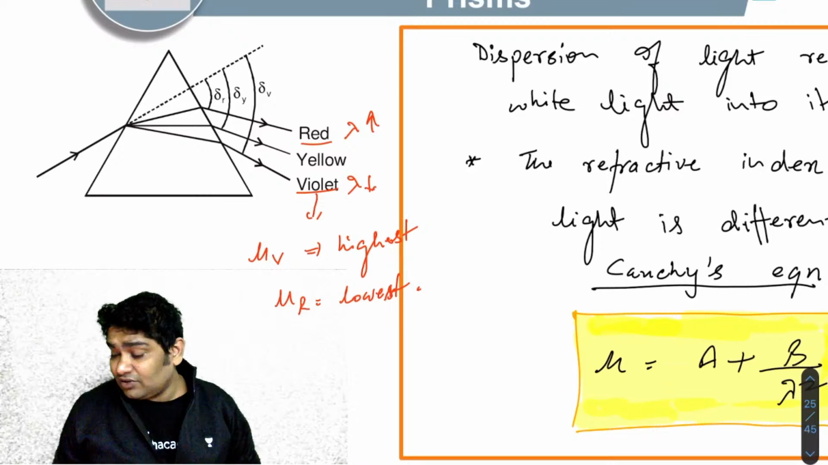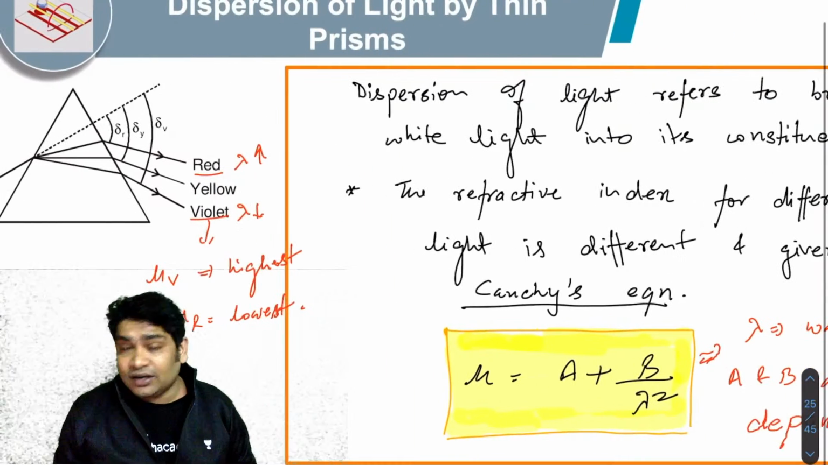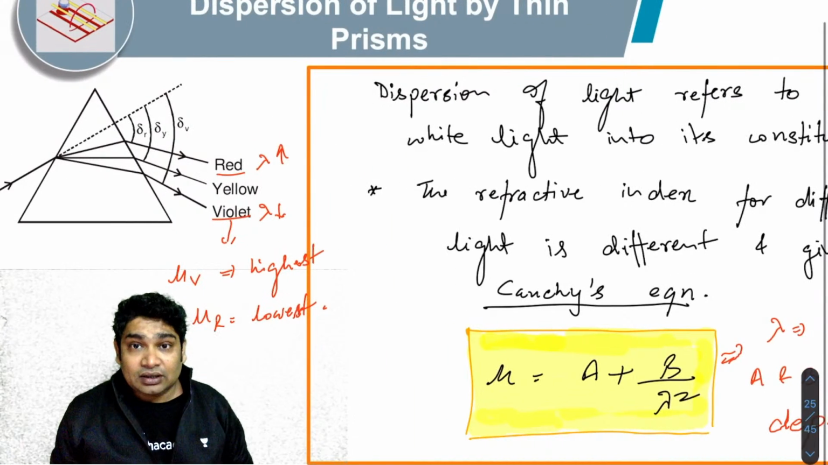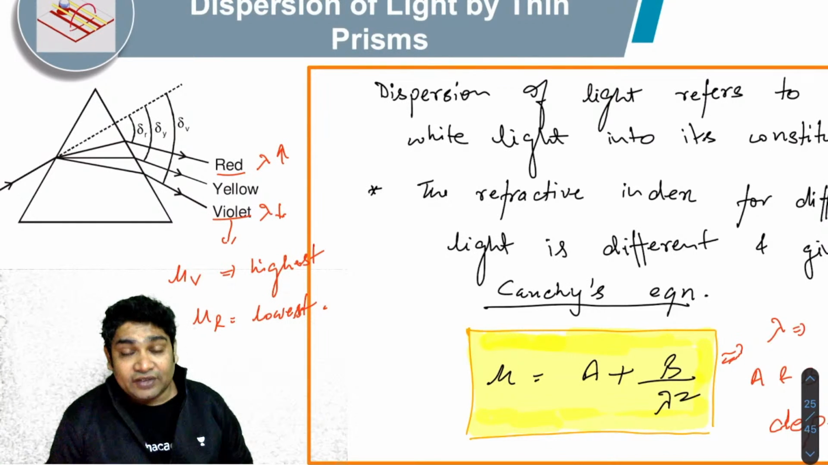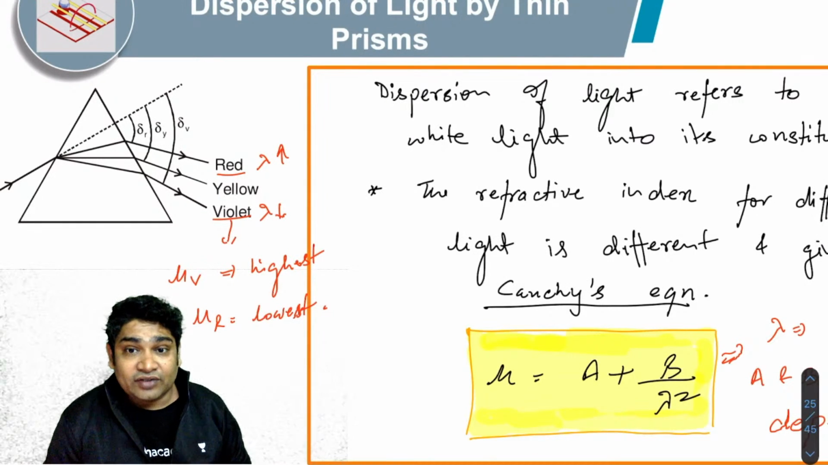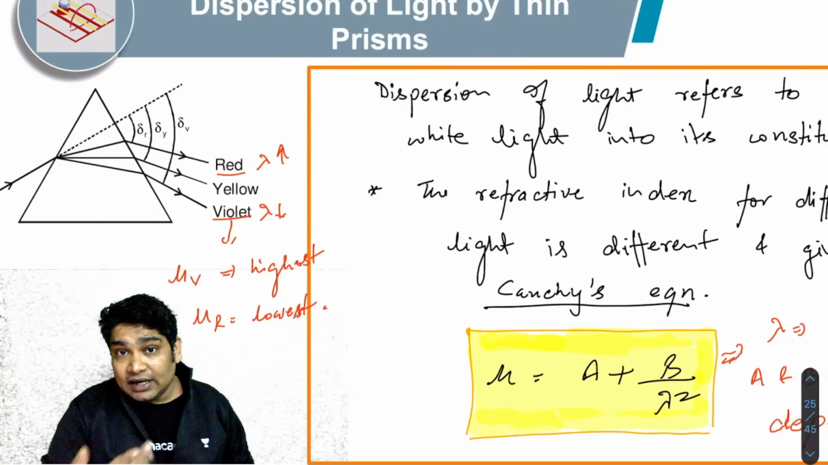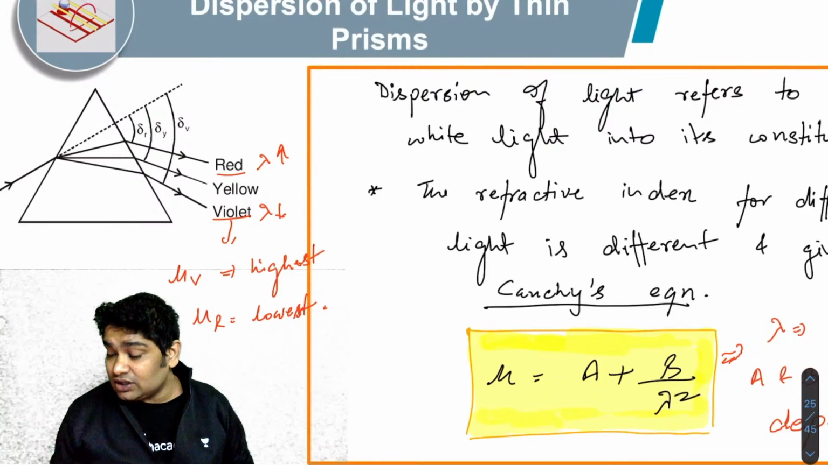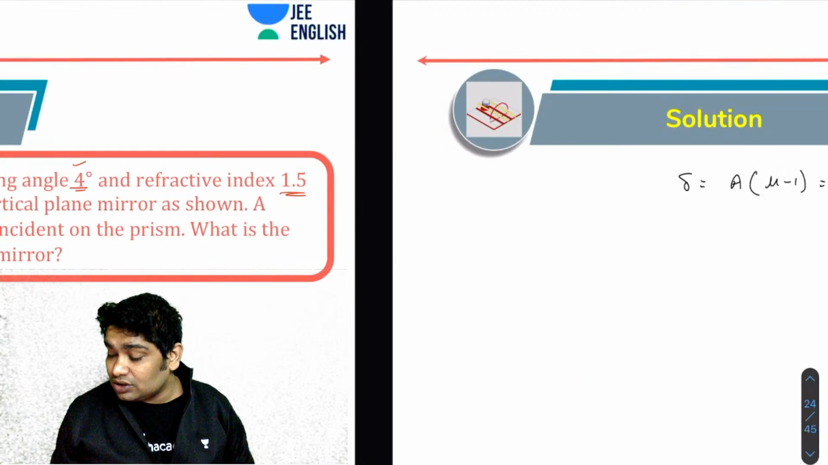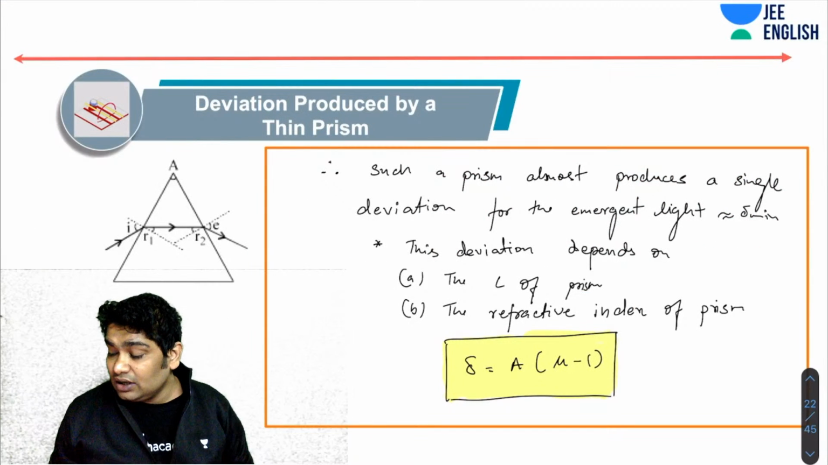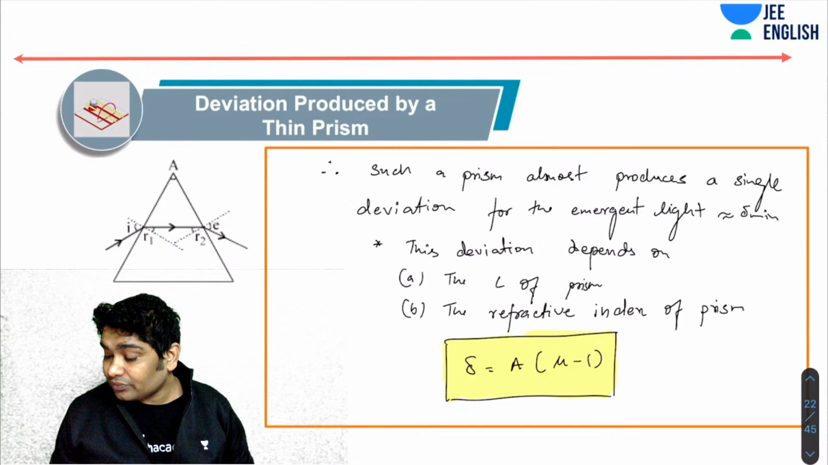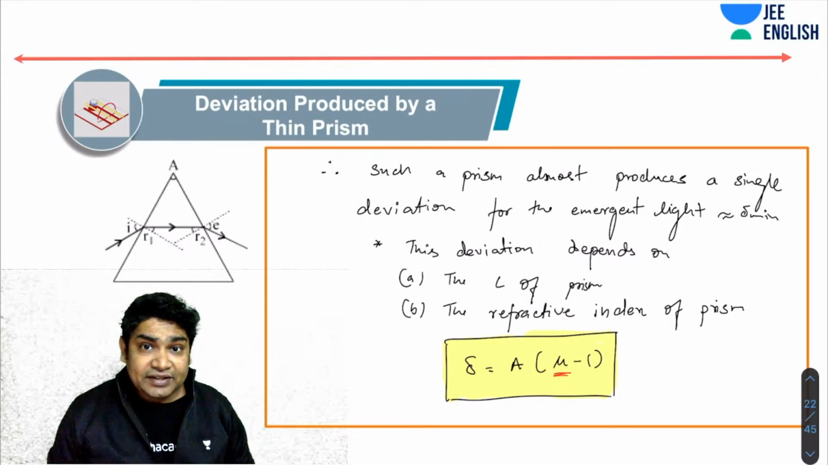So what we realize is that Cauchy's equation is suggesting to us that because the wavelength of different colors is different, the mu corresponding to every color is different. Now, what you realized previously was that the deviation produced was dependent on mu. So greater the mu, greater would be the deviation for a light.